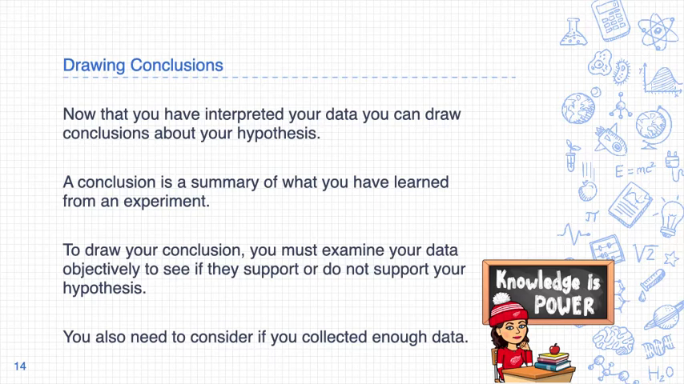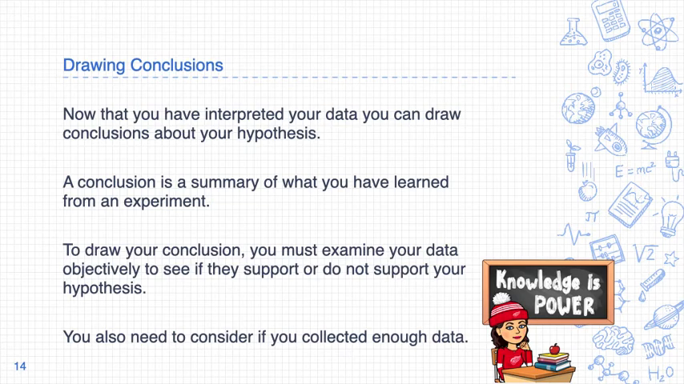So maybe from your experiment you learned that plants do in fact need sunlight to grow, because the plants in the sun grew a lot taller than the plants that were locked away in a dark space. To draw your conclusion, you must examine your data objectively to see if they support or do not support your hypothesis. It is okay if your data does not support your hypothesis.